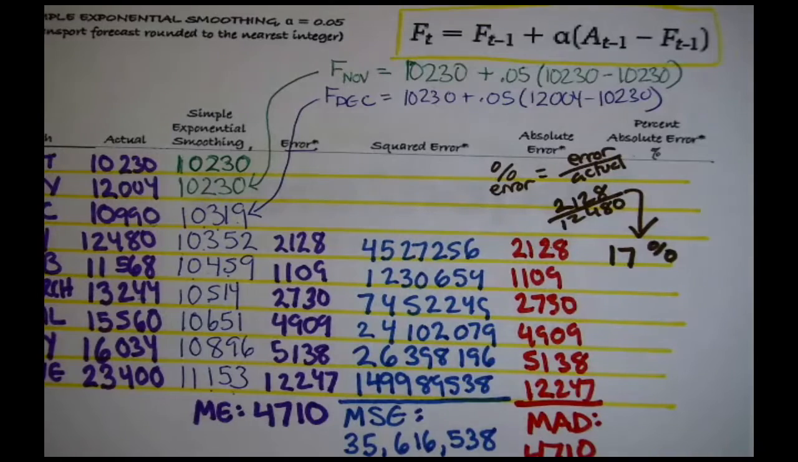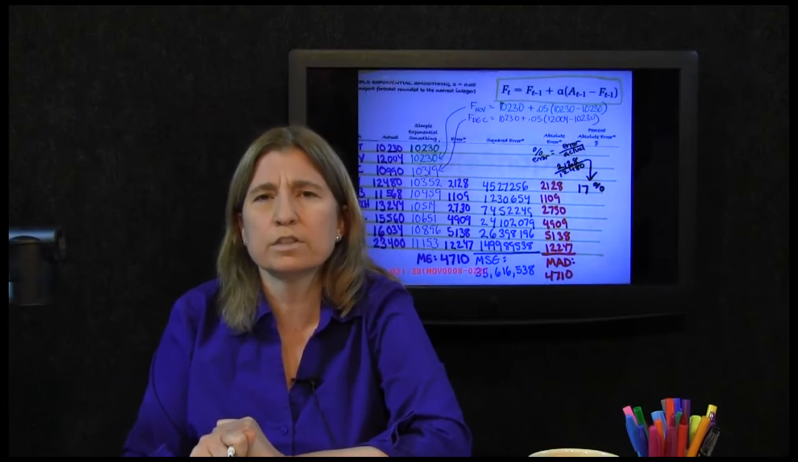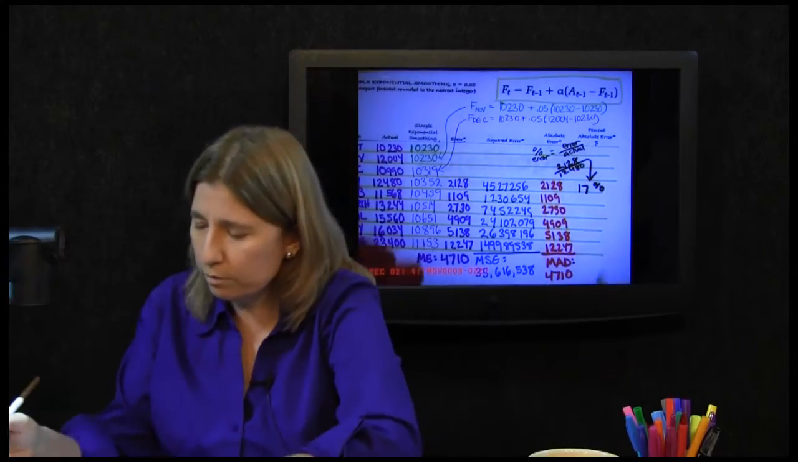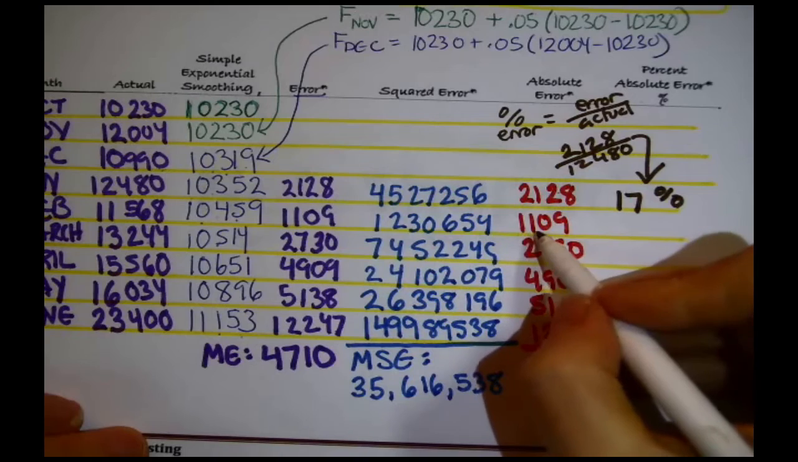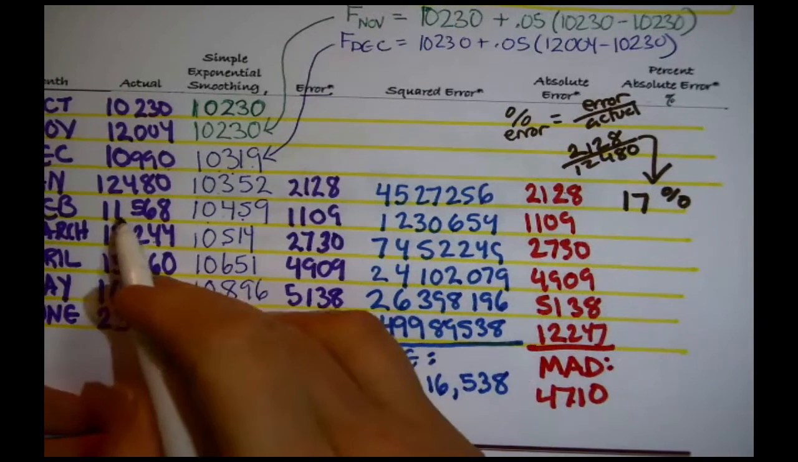2,128 divided by the 12,480 is an error of about 17%. Okay, now we just need to do that for the other months. Oh, so we would say 1,109 divided by the original 11,568.